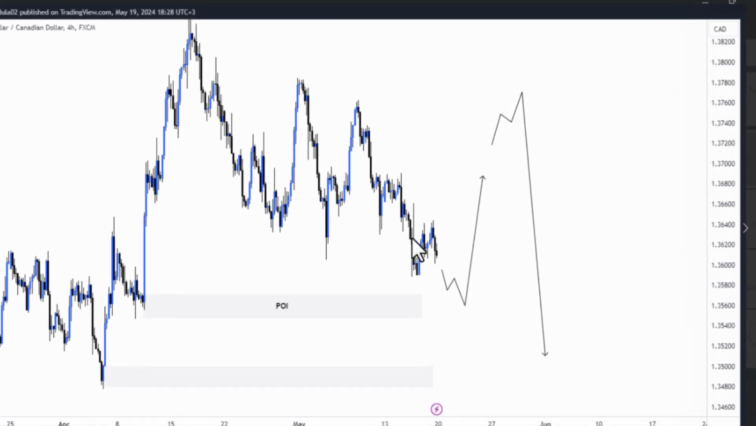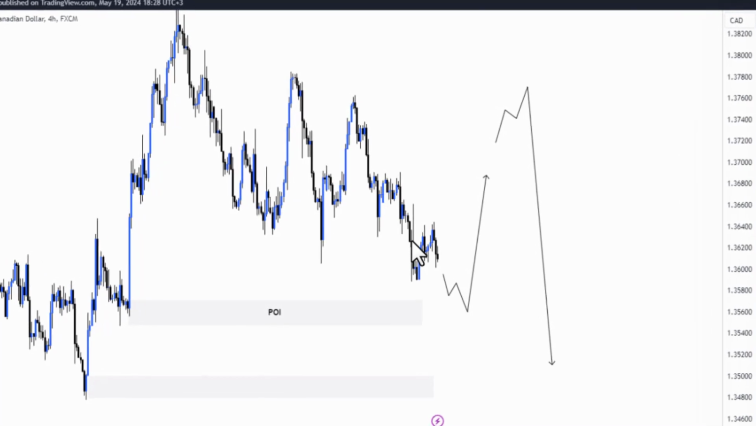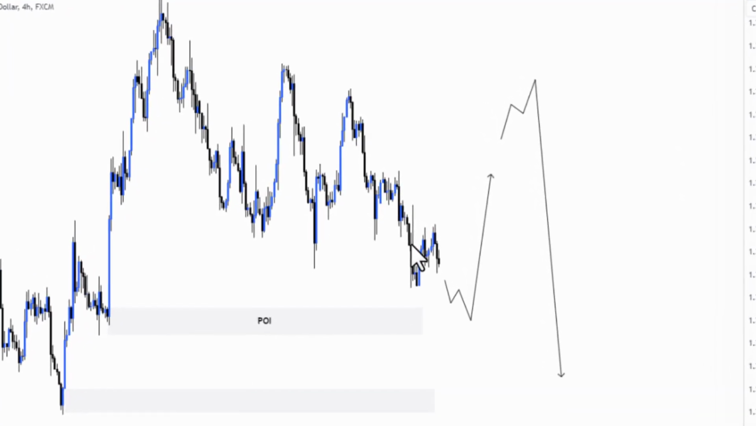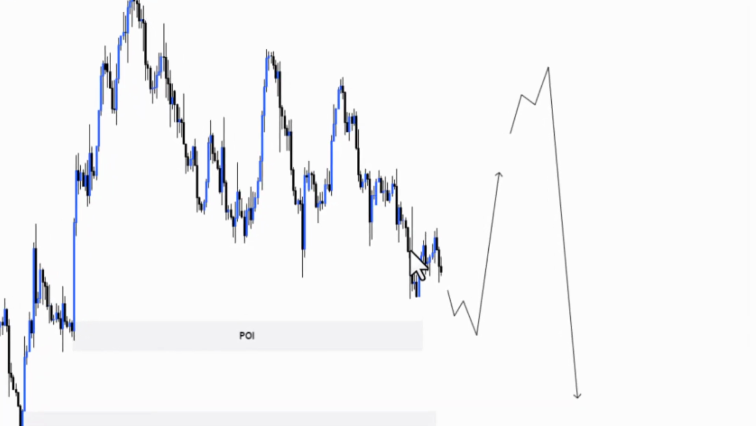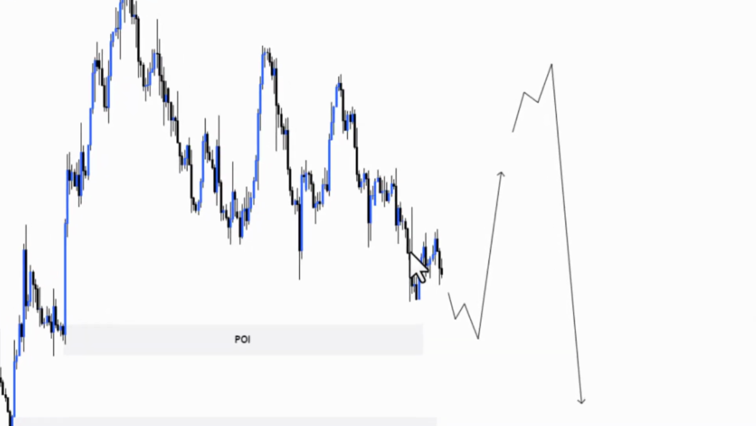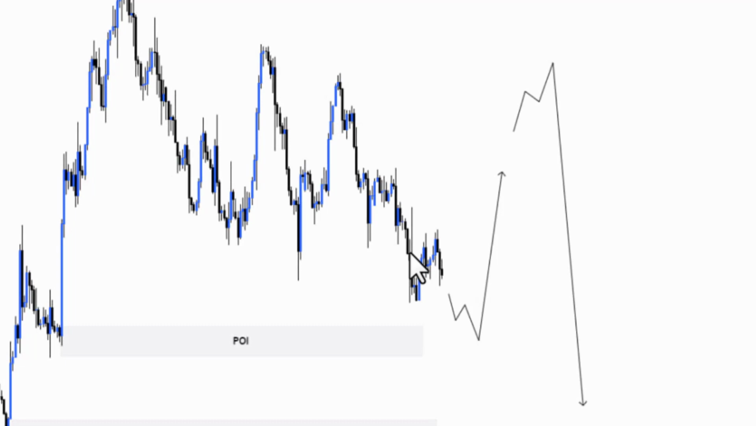Today, we're diving into a detailed trade recap of a USD CAD setup we analyzed and traded in May 2024. The key strategy we used here is the point of interest, or POI. So, let's break it down step by step. Here's where it all began.